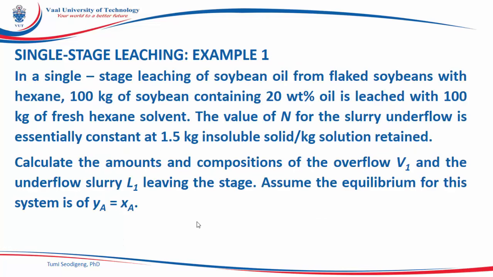Let us now demonstrate the application of what we have covered so far with the use of an example. Let us consider a single-stage leaching of soybean oil from flake soybeans with hexane. 100 kg of soybean containing 20% weight oil is leached with 100 kg of fresh hexane solvent. The value of N for the slurry underflow is essentially constant at 1.5 kg insoluble solid per kilogram solution retained. We are required to calculate the amounts and composition of the overflow V1 and the underflow L1 leaving the stage. Assume the equilibrium for this system is that of Y equals XA, meaning that the overflow liquid and the solution entrained in the underflow leaving the same stage will have the same concentration.